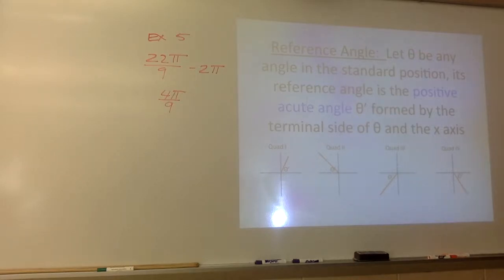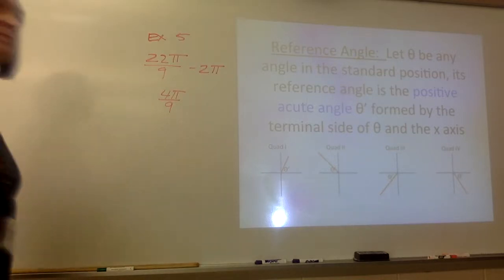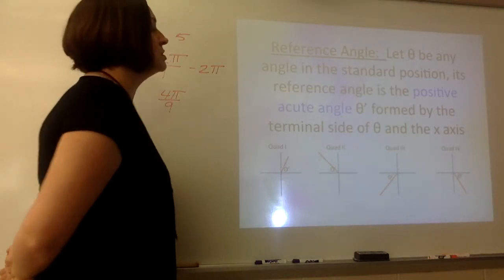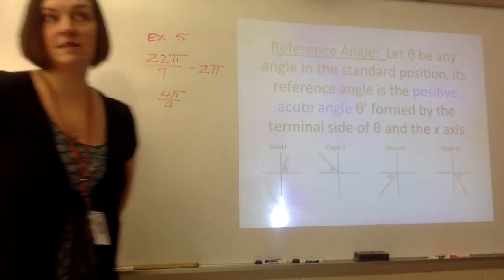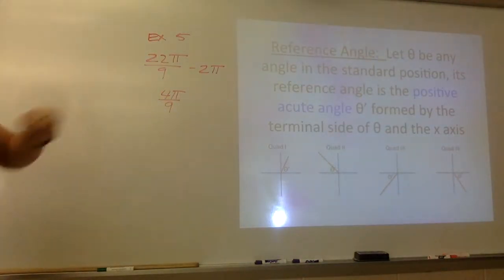A reference angle is when you have an angle in the standard position, which means its initial side is the positive x-axis. And we want to find the acute angle, which is going to be known as theta prime, not like Optimus Prime, theta prime, formed by the terminal side of the angle and the x-axis. Okay? So here's my example.